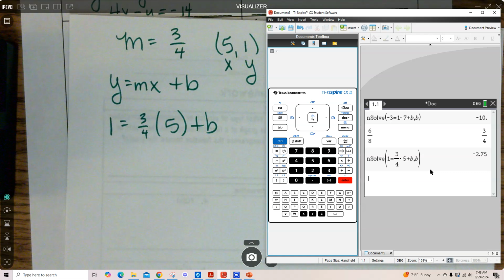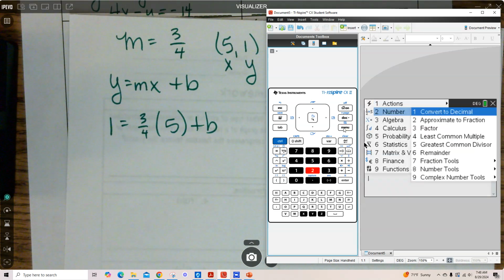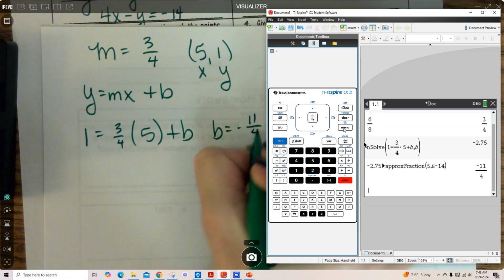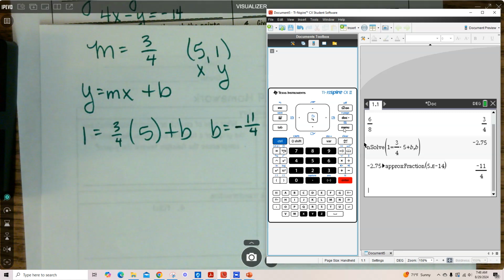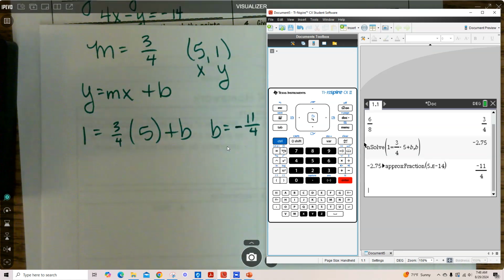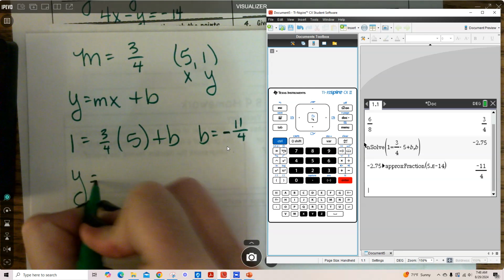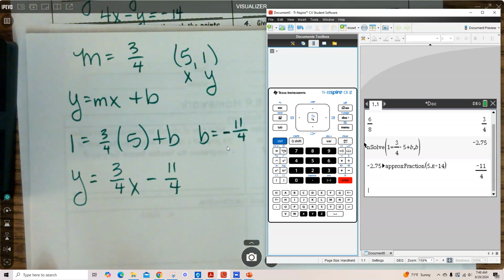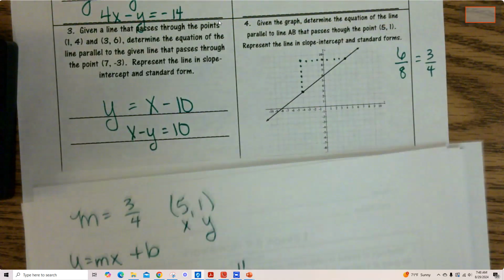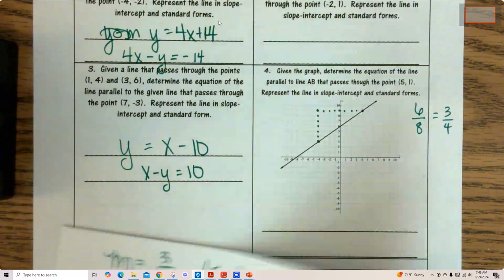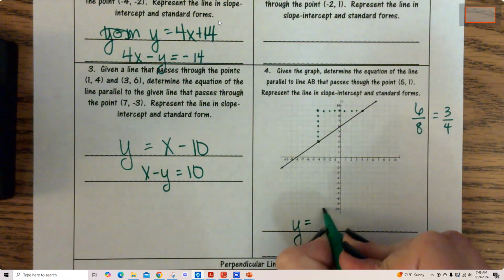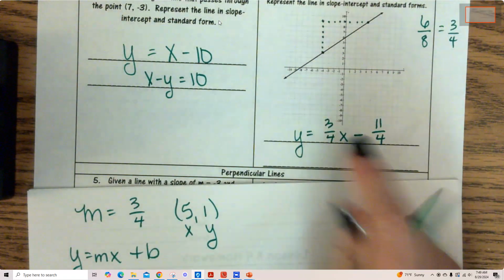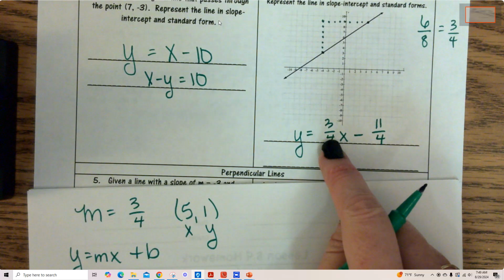I don't want it as a decimal. So I'm going to do menu 2 and change it. And there's a reason that I don't want it to be a decimal. Okay? So my new equation, slope is 3/4, y-intercept is negative 11 over 4. So y equals 3/4 x minus 11 over 4. Your job for this one is to convert this to standard form.